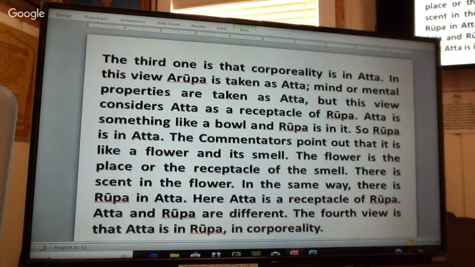In the same way, there's a kind of wrong view that rupa is in the atta. So here atta is a replica of the rupa. In that view also, atta and rupa are different, isn't it? The flower and smell are different, like a tree and its shadow. So in the second and third views, they think the soul and the body or the mind or mind factors are different. They are not the same.